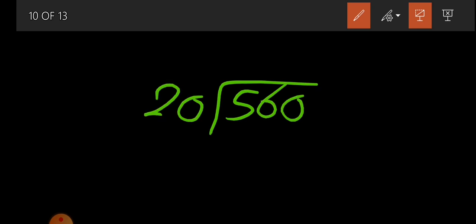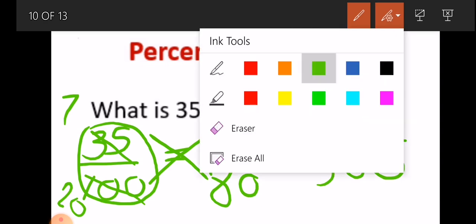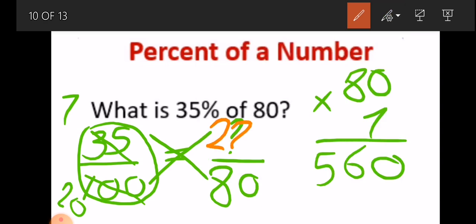How to divide by 20? If I have a 0 in the dividend and a 0 in the divisor, we can cross them together. So now 5 divided by 2 gives me 2. 2 multiplied by 2 is 4. Subtract, 1. Then put down the 6. 16 divided by 2 is 8. So the answer is 28. So 35% of 80 means 28.